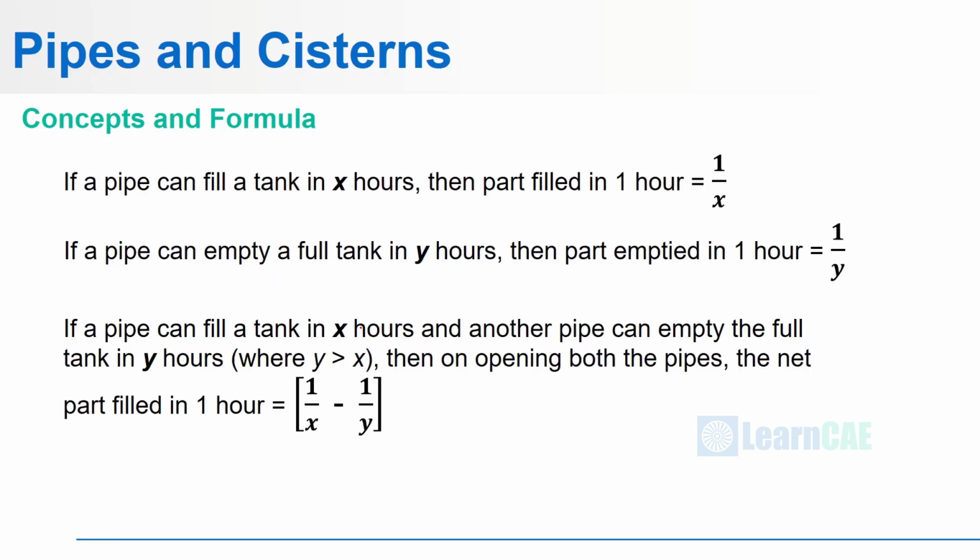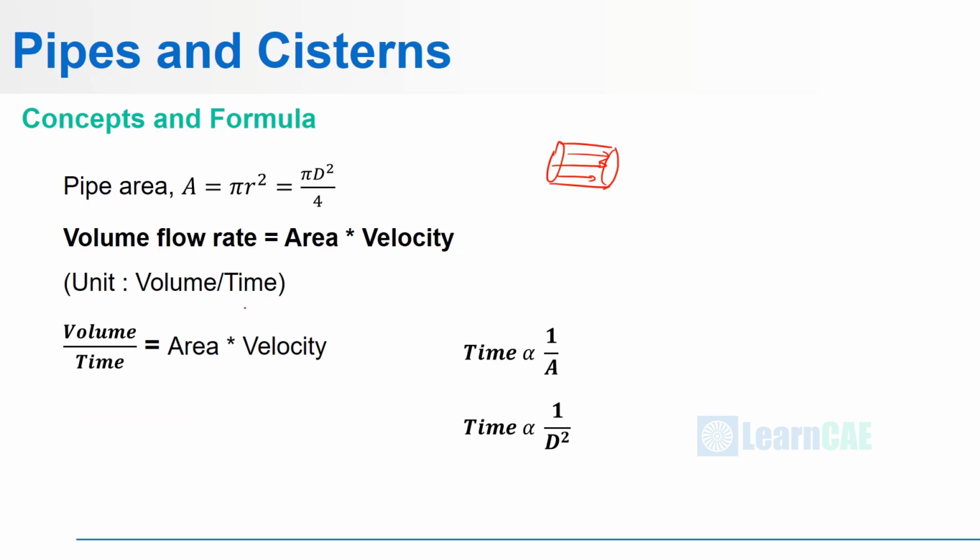Okay, we shall quickly recap. If a pipe can fill a tank in x hours, then the part filled in 1 hour will be 1 by x, and similarly if it can empty in y hours, then the part emptied will be 1 by y in 1 hour. We can club these two together like this, 1 by x minus 1 by y. And volume flow rate is given by area into velocity of the fluid. And the time taken will be inversely proportional to area or inversely proportional to d square.